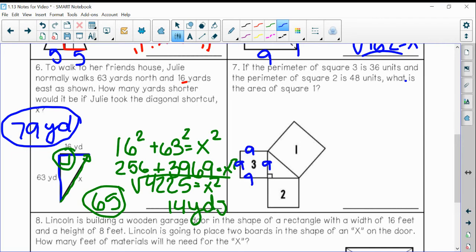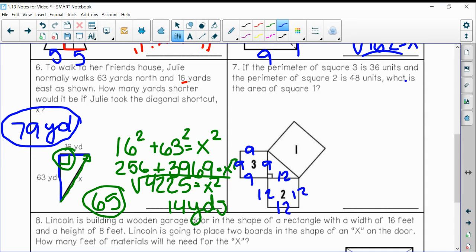Same thing with square 2. It says the perimeter is 48. Well, that's 4 plus 4 plus 4 plus 4, 4 fours. So 48 divided by 4 is 12. So each side is 12.